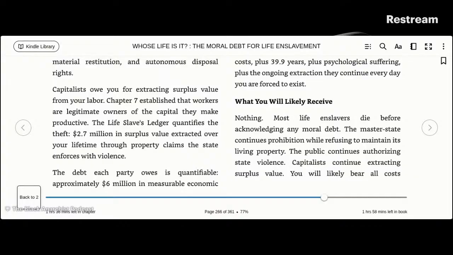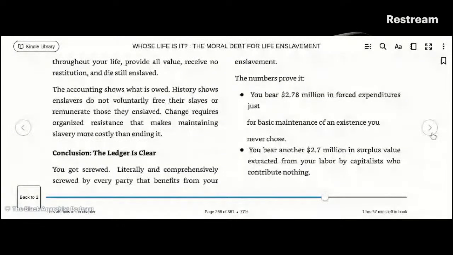What you will likely receive? Nothing. Most life enslavers die before acknowledging any moral debt. The master state continues prohibition while refusing to maintain its living property. The public continues authorizing state violence. Capitalists continue extracting surplus value. You will likely bear all costs throughout your life, provide all value, receive no restitution, and die still enslaved.